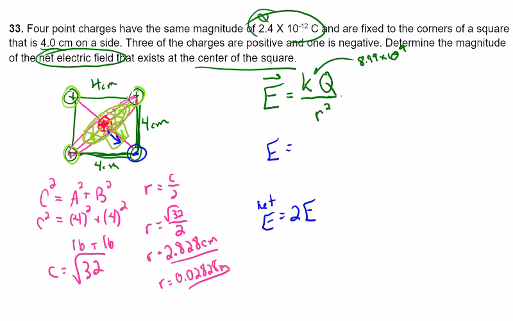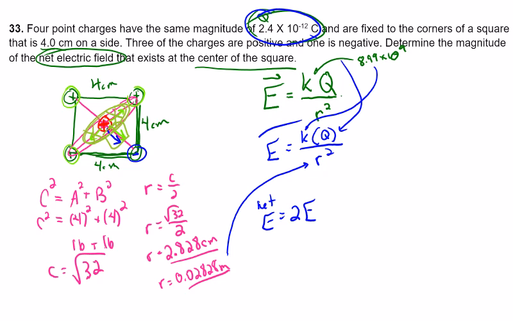So I'm just going to take my K times one of these charges, which is given up here, and then divide by my R squared that I have. So I plug in that number, I plug in this number, I plug in that number. That's going to find E, and then I just have to double it, and I now have the net electric field. So you have to kind of draw this out a little bit, as well as use a little bit of geometry in this particular problem. I hope that helps.